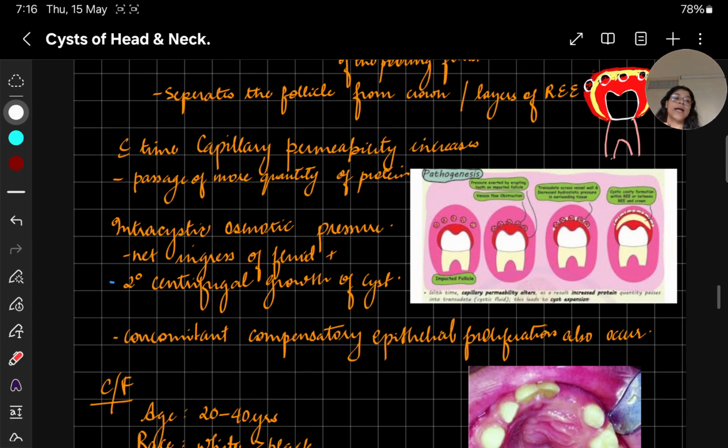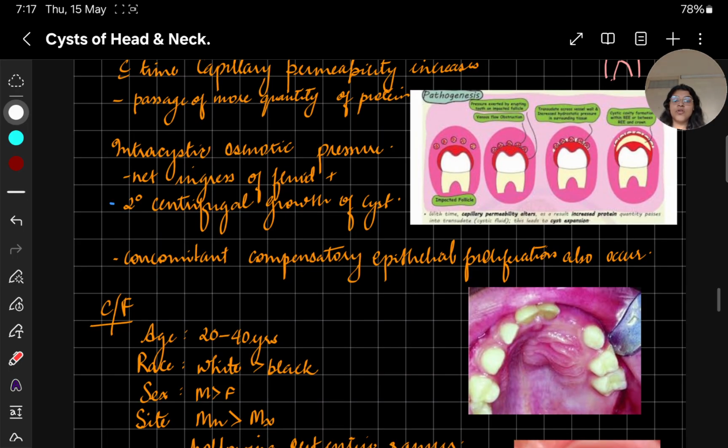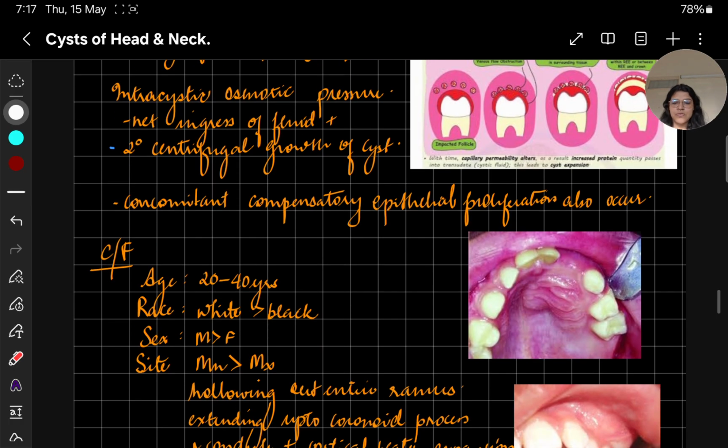So what is the hydrostatic pressure from? It is intracystic osmotic pressure, net ingress of fluid, plus secondary centrifugal growth of the cyst. How much water comes in, plus there is growth of the cyst. And also concomitant compensatory epithelial proliferation occurs. So there is epithelial proliferation happening also.